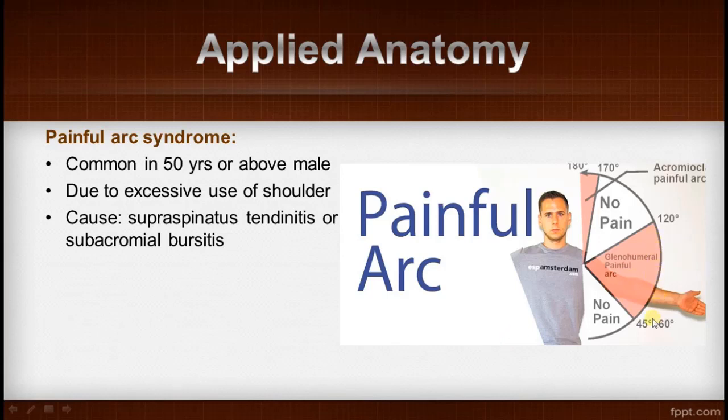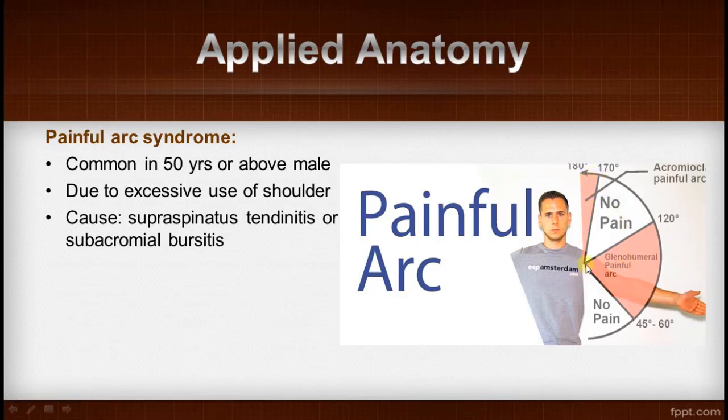Between 45 degrees and 120 degrees, pain is experienced during abduction in this region. Then up to 170 degrees, no pain, and beyond that, to complete the overhead abduction, again there is pain. So one thing is, subacromial bursitis, sorry, not supraspinatus tendinitis, subacromial bursitis initially causes the pain in the first arc in this range.